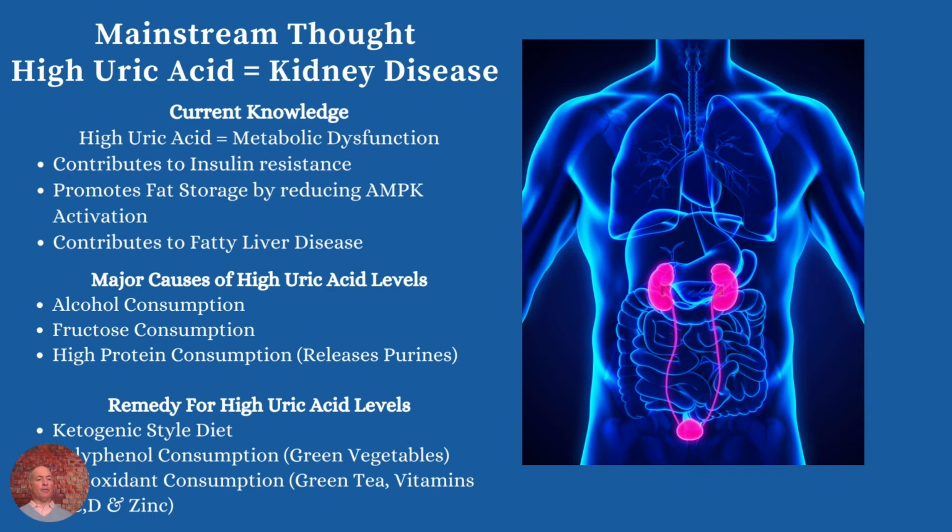The remedy for all this: ketogenic style diet, our diet system, getting rid of some of these foods that are causing the high uric acid. Polyphenol consumption, the polyphenols through green vegetables, polyphenols like quercetin, lutein, these are big ones that Dr. Perlmutter mentions that lowers uric acid. Antioxidant consumption, green tea, vitamins A, C, D, and zinc.